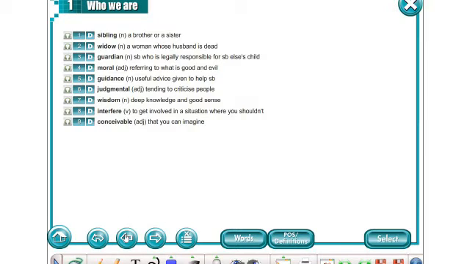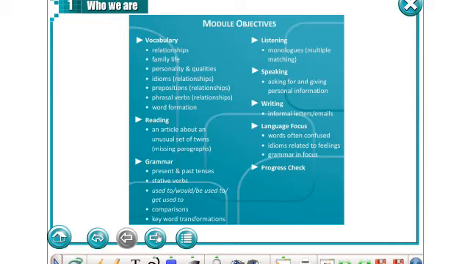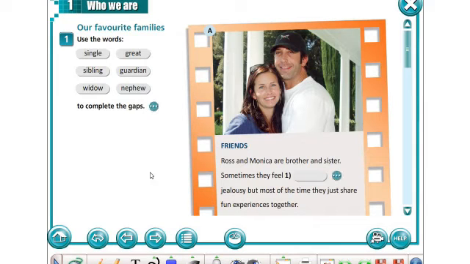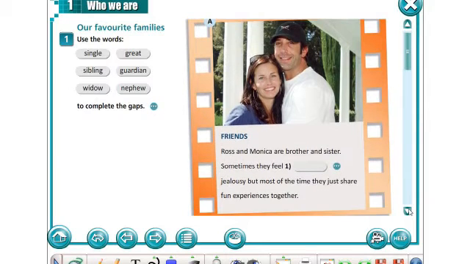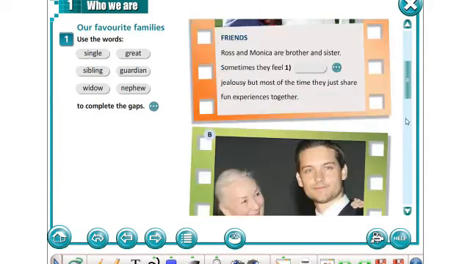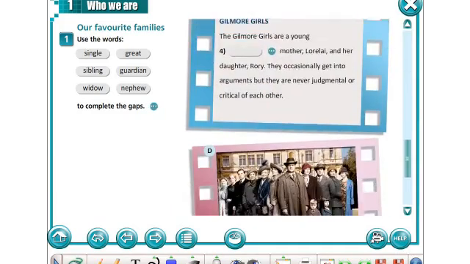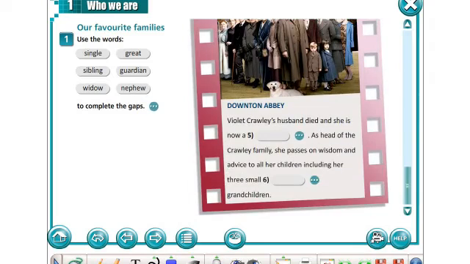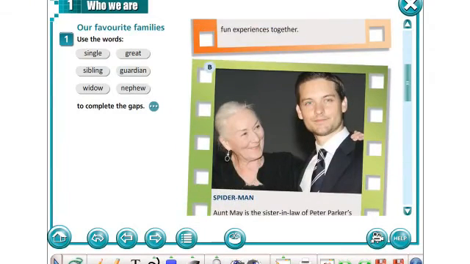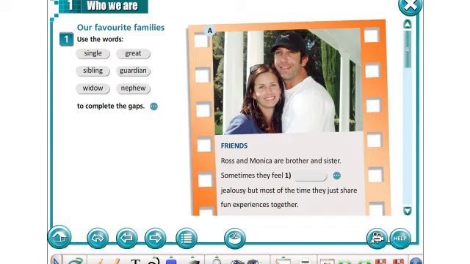Now let's go back to our favorite families, and we are going to look at several families in famous series on television. But first of all, we are going to watch a video and then try to fill in the gaps.